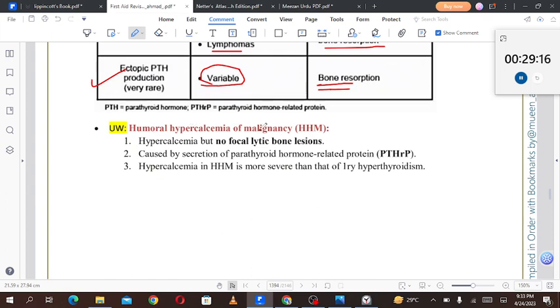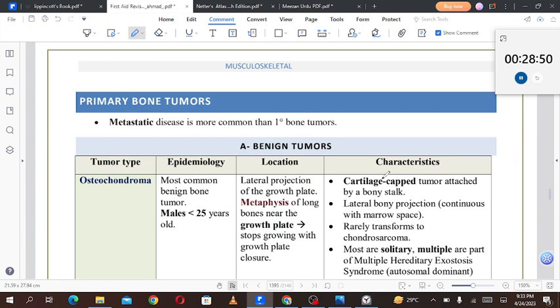UWorld point: humoral hypercalcemia of malignancy, or HHM, is hypercalcemia without focal lytic bone lesions, caused by the secretion of parathyroid hormone related peptide, PTH-RP. Hypercalcemia in humoral hypercalcemia of malignancy is more severe than that of primary hyperparathyroidism.